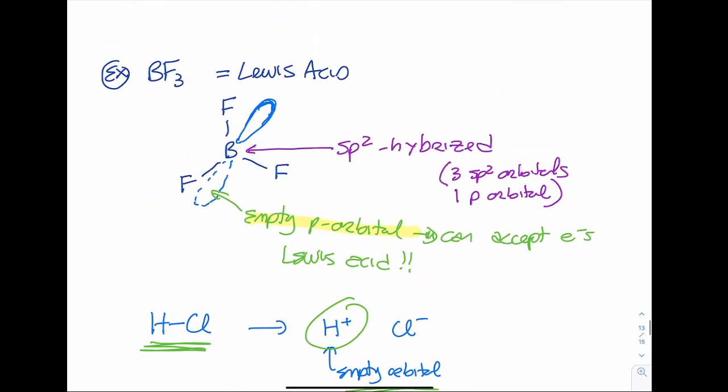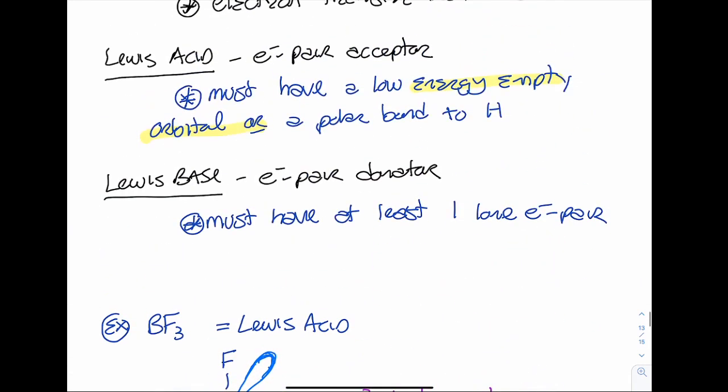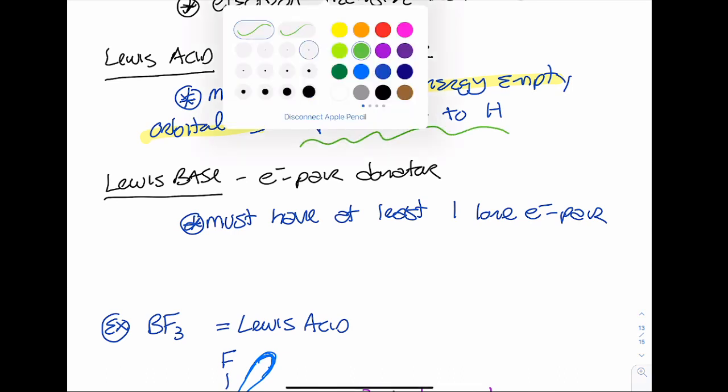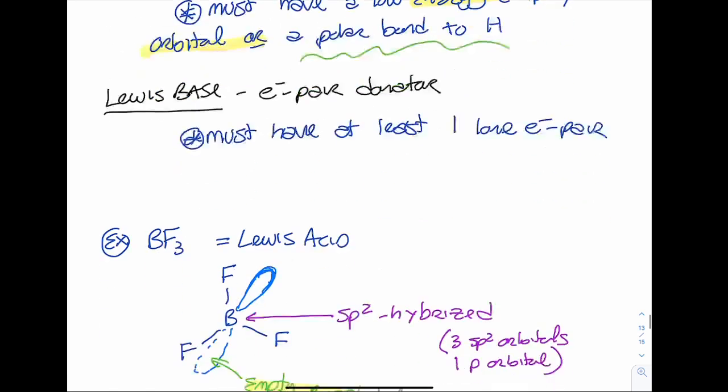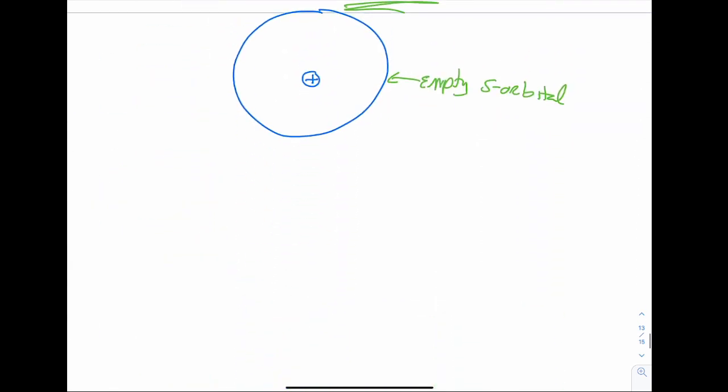orbital. So our Lewis acids will always have some sort of empty orbital or a way to make an empty orbital pretty quickly. My Lewis bases will always have at least one lone pair of electrons because to donate them, we have to have electrons to donate. Incidentally, all Lewis bases are Bronsted-Lowry bases.